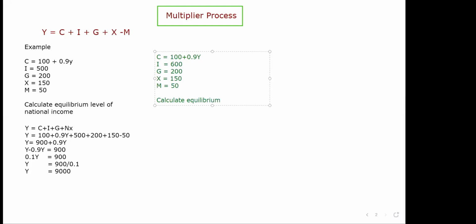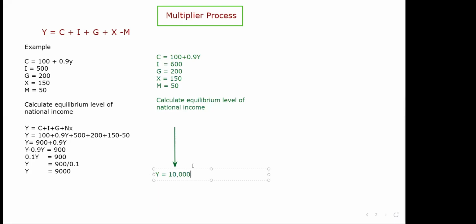Equilibrium level of national income. So if you do the same calculation, guys, I'm not going to show the calculation now. Most of you all gave me the answers. At the end, you do the same process. Instead of 500, now you put 600. You do the entire thing. At the end, you will get an answer of y equals 10,000.